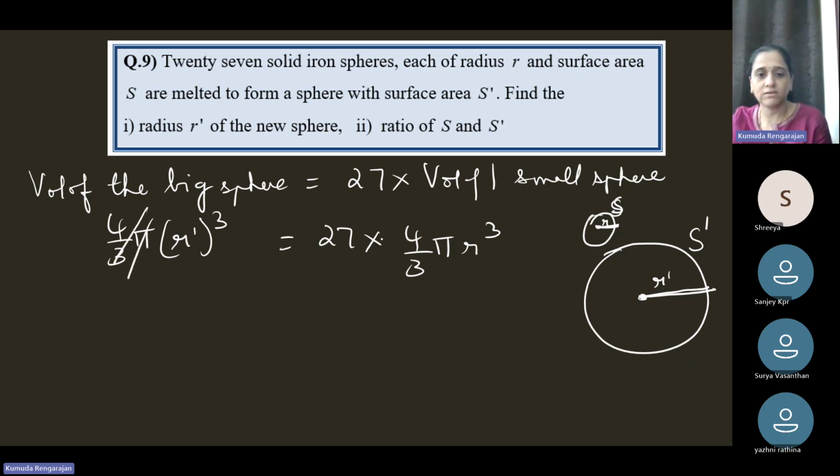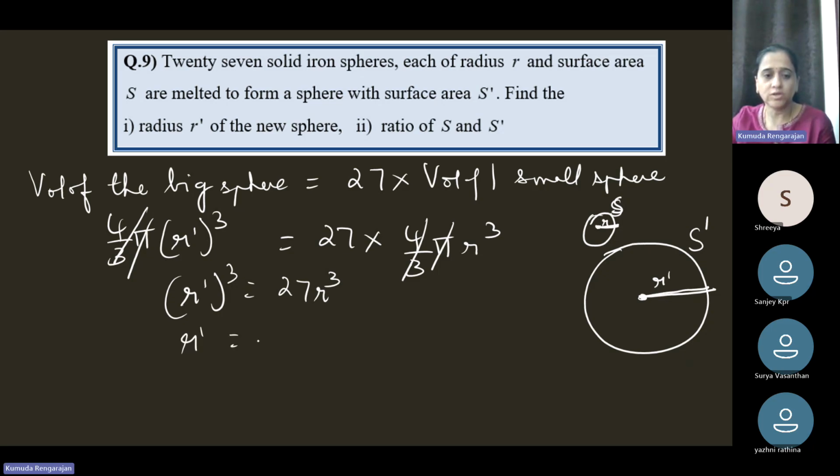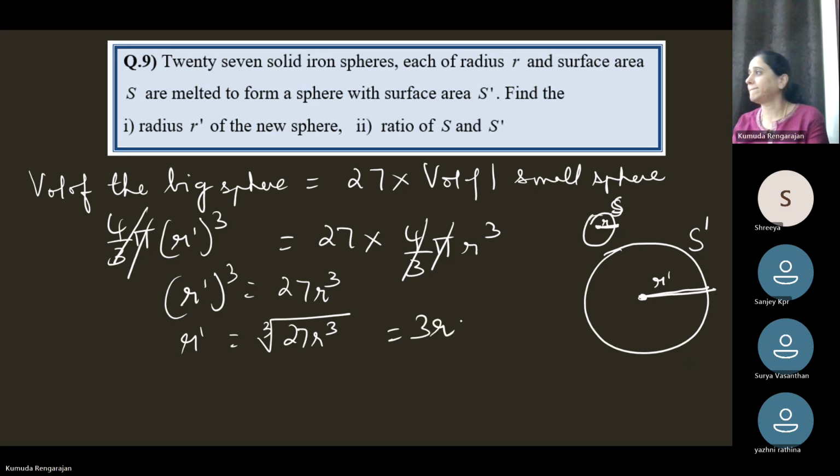4 by 3 pi cancels on both sides. R dash the whole cube is equal to 27 R cube. So R dash is equal to the cube root of 27 R cube. The cube root of 27 is 3 and the cube root of R cube is R, so R dash is equal to 3R. That's the answer to the first sub question: the radius R dash of the new sphere is 3R.